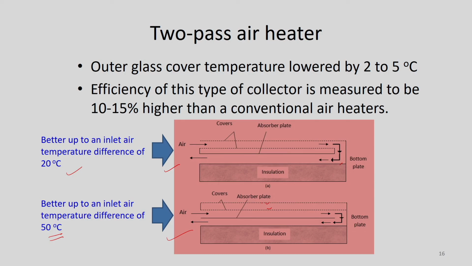So, as per the experimental observations, it is found that the outer glass cover temperature is lowered by 2 to 5 degrees by using these configurations, and the efficiency of this type of collector is measured to be about 10 to 15% higher than conventional air heaters. Okay. So, these are the developments.